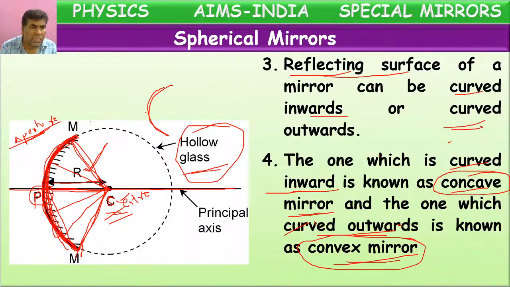Pole means the middle point on the aperture, or the middle point on the surface of the mirror, which makes the mirror into two equal parts. What is M to M dash? It is a curved line which represents the mirror. Hollow means empty, an empty glass sphere. Okay, children?